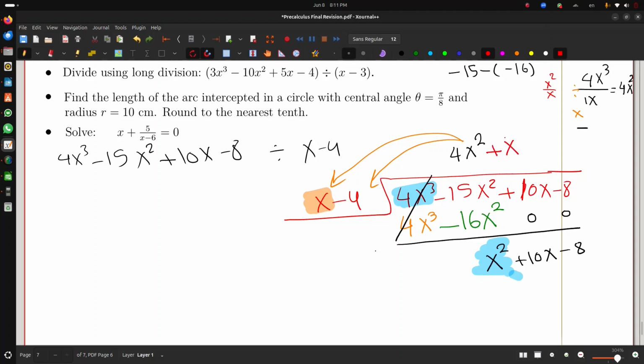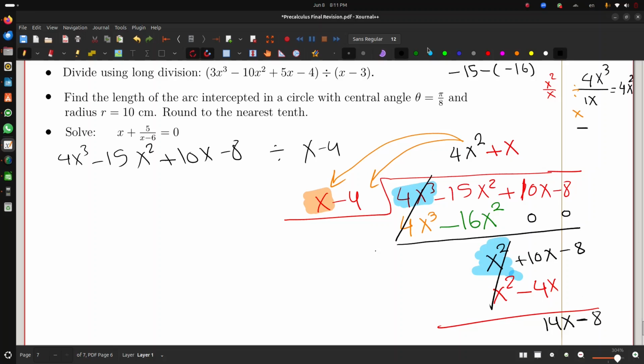After division, we will do multiplication, so x times x is x power 2, x times negative 4, negative 4x. After multiplication, let's do subtraction. So x power 2 minus x power 2 cancelled. 10x minus negative 4x, it will be 14x. Negative 8 minus 0 equals negative 8.